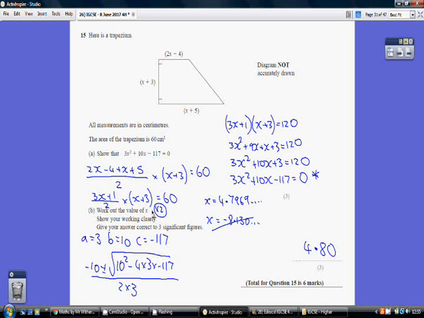Now for part B, we've just got to solve this. So I think using the formula is simplest for this. So a equals 3, b equals 10, c equals minus 117. And then popping it into the formula, and bearing in mind we only want the one positive value, x is a length, so x has got to be positive. We get this value from our calculator, we reject the minus 8.130. And this is the x value that we're using, so to 3 significant figures, that's going to be 4.80.